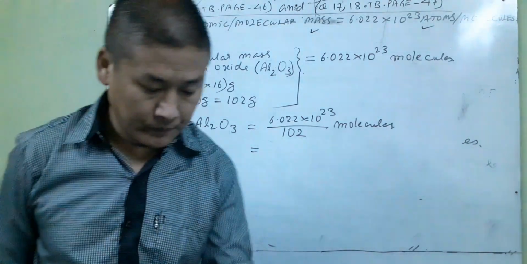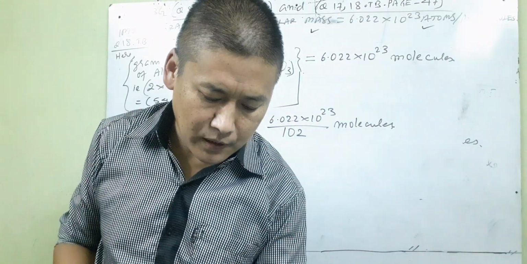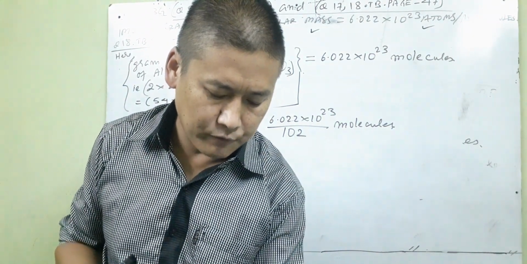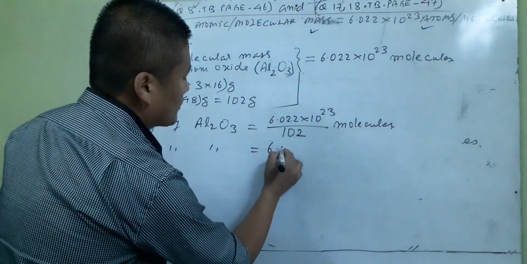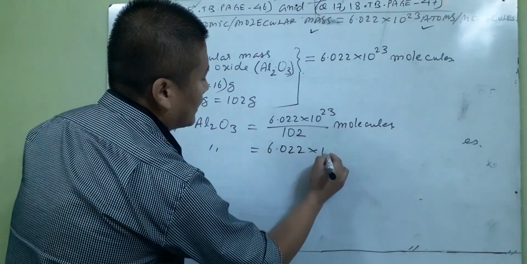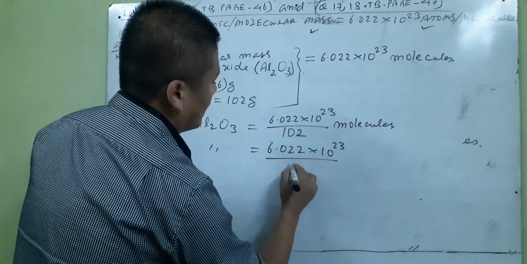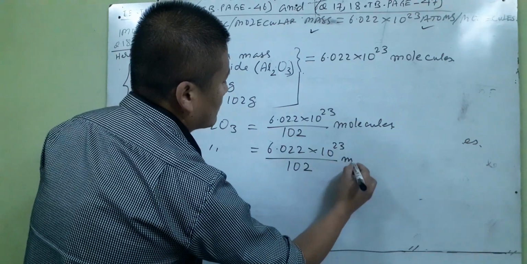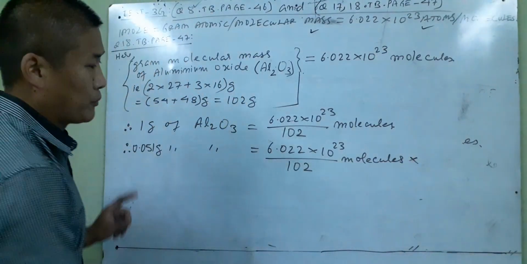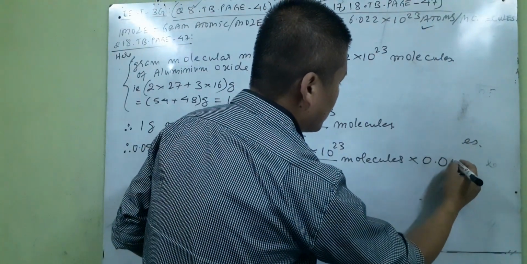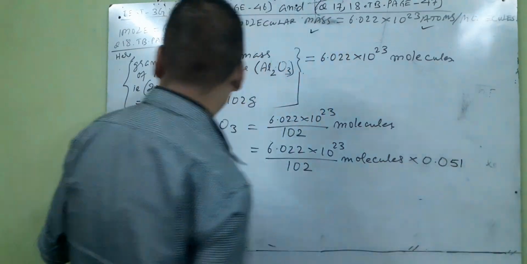Look into your question. Calculate the number of aluminum ions present in 0.051 gram of aluminum oxide. So this is the mass they're asking us to calculate. So 6.022 into 10 to the power 23 by 102 molecules. Just write the same thing as it is and multiply that to this number, 0.051. Don't bring the gram to the right side.